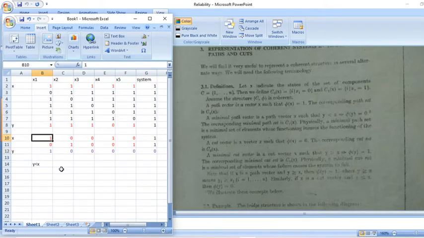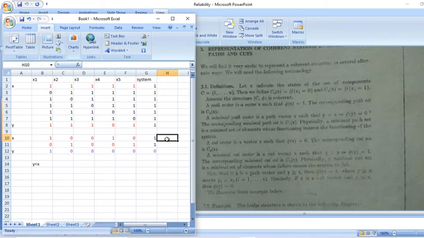In this case the minimal path set is {1, 4}. So there are 5 minimal path vectors. {2, 5} is another minimal path vector. Another minimal path vector is {1, 3, 5}.